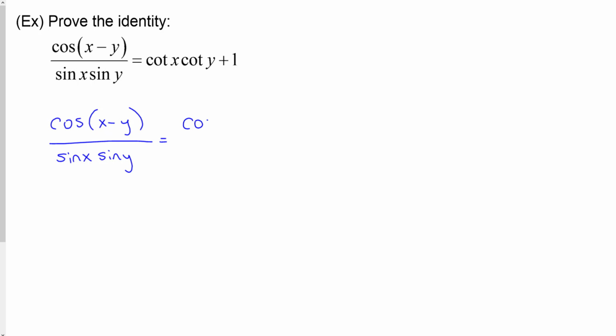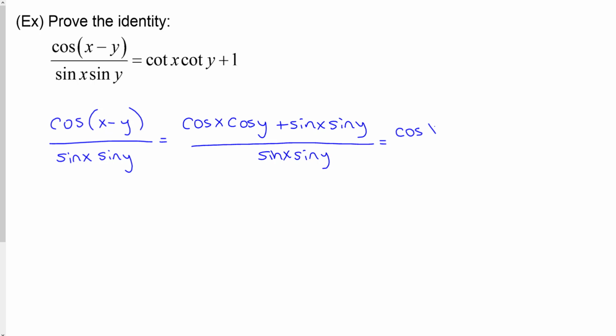That is cosine x cosine y plus sine x sine y, and that would still be divided by sine x sine y, which we can split up into two different fractions. So cosine x cosine y over sine x sine y plus sine x sine y over sine x sine y.